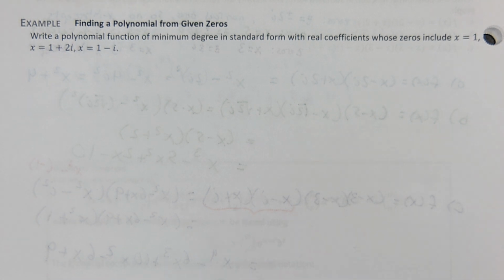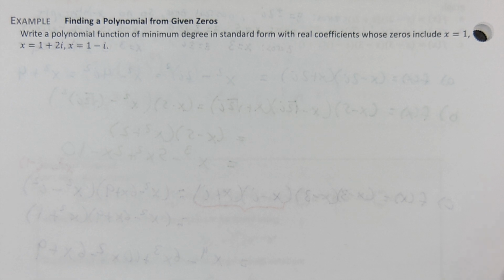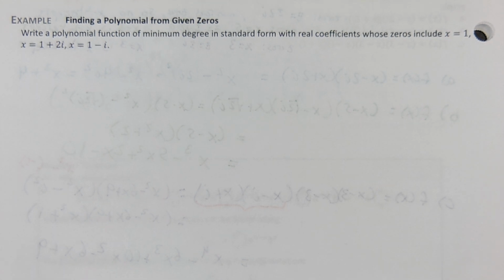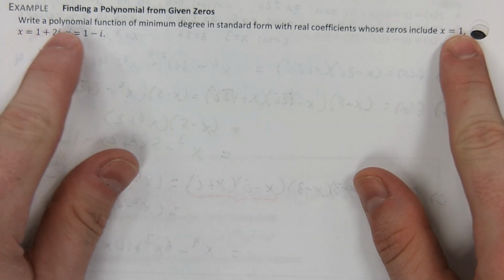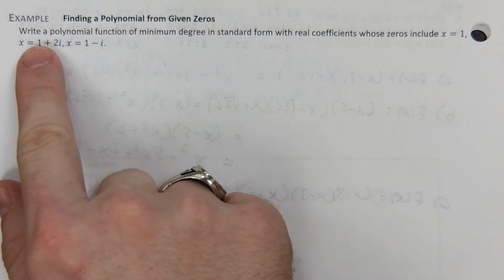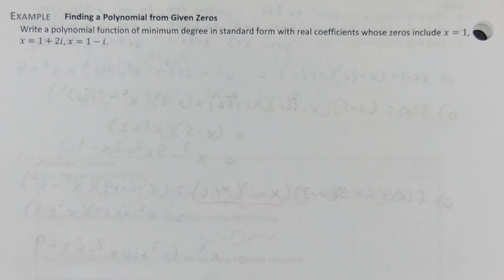We are continuing down the path of complex zeros of polynomials, okay? We have been given 3 zeros of this polynomial: x equals 1, x equals 1 plus 2i, x equals 1 minus i. Our job is to take these zeros, and maybe others, and come up with a polynomial function in standard form of minimum degree that has these as their zeros. A minimum degree means you don't have a reason to add more x's than is necessary.